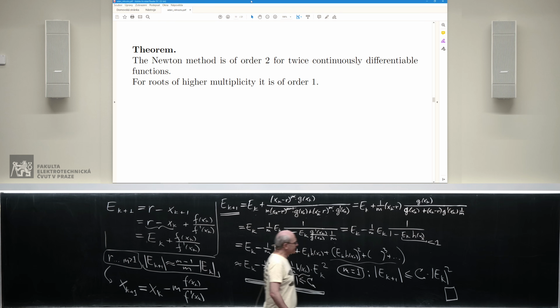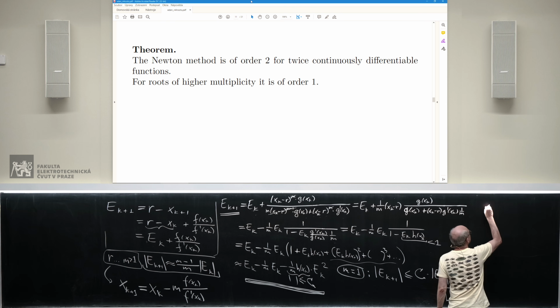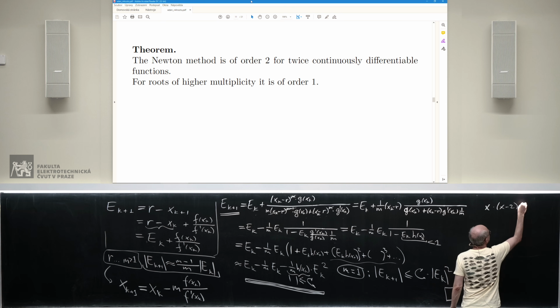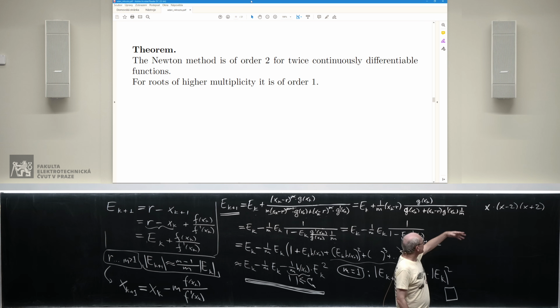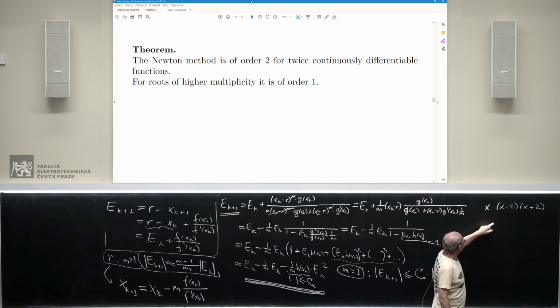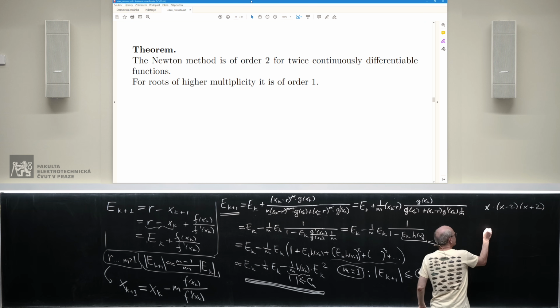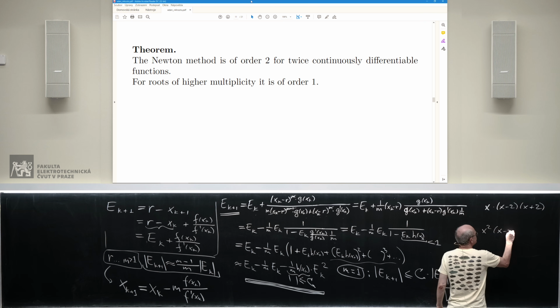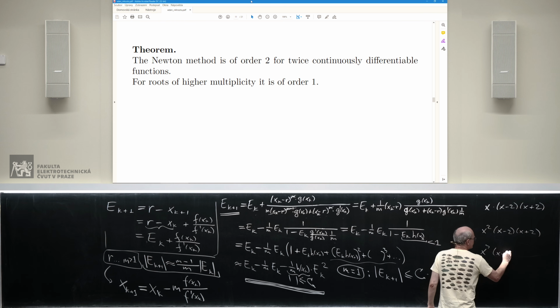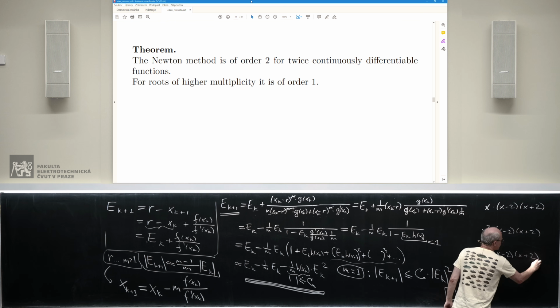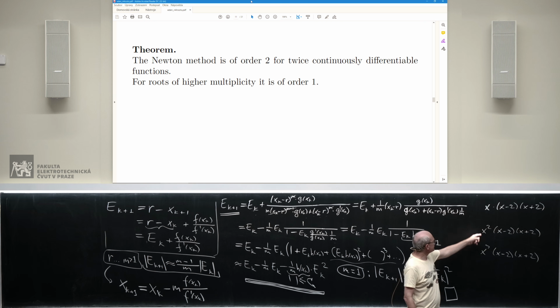I have a problem here prepared which looks like this: x times (x minus 2) times (x plus 2). That's a simple polynomial, and it has 3 roots, and I'm going to be interested in this 0 root. Now it's of multiplicity 1. Then I look at x squared times (x minus 2)(x plus 2), and x cubed times (x minus 2)(x plus 2), and so on. We can increase multiplicity easily.